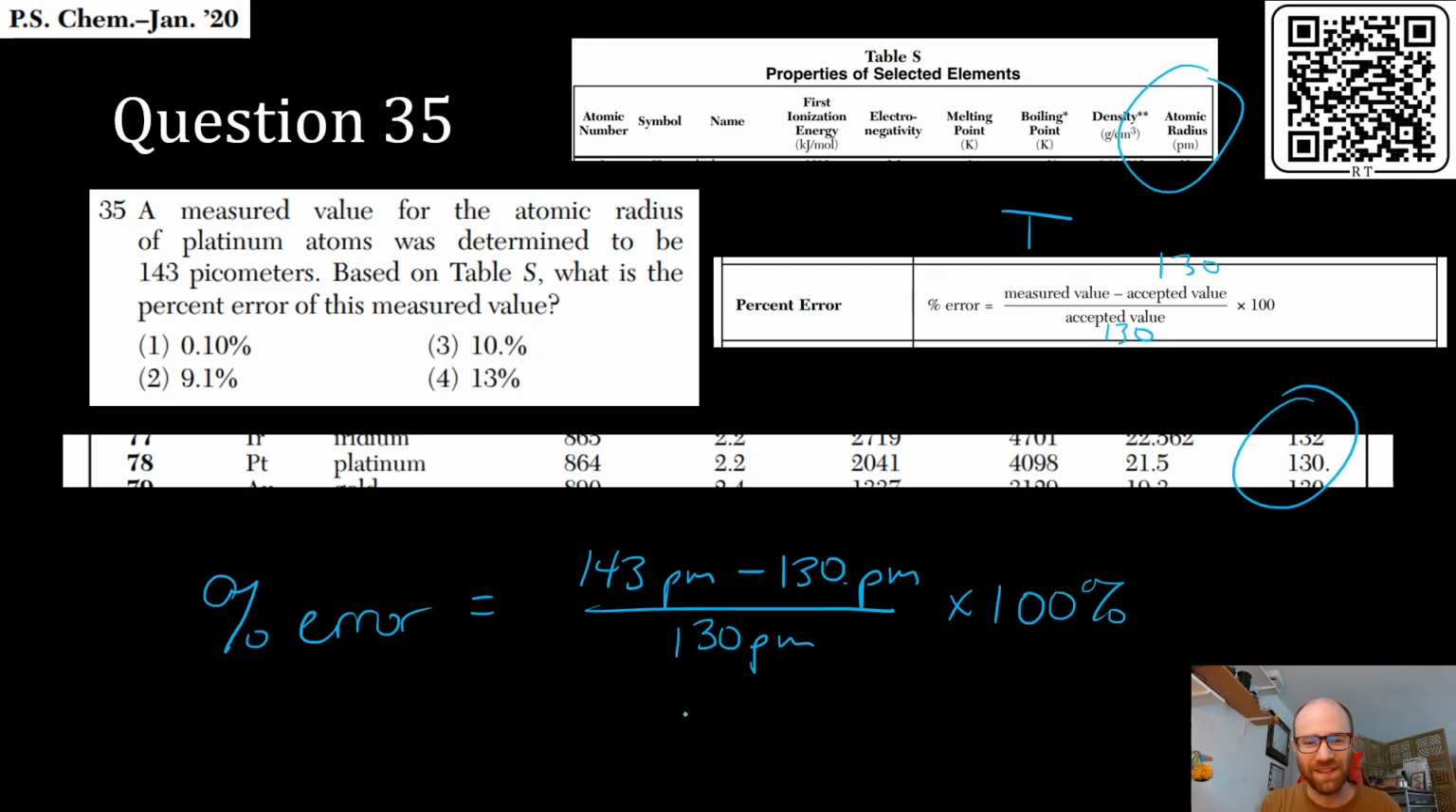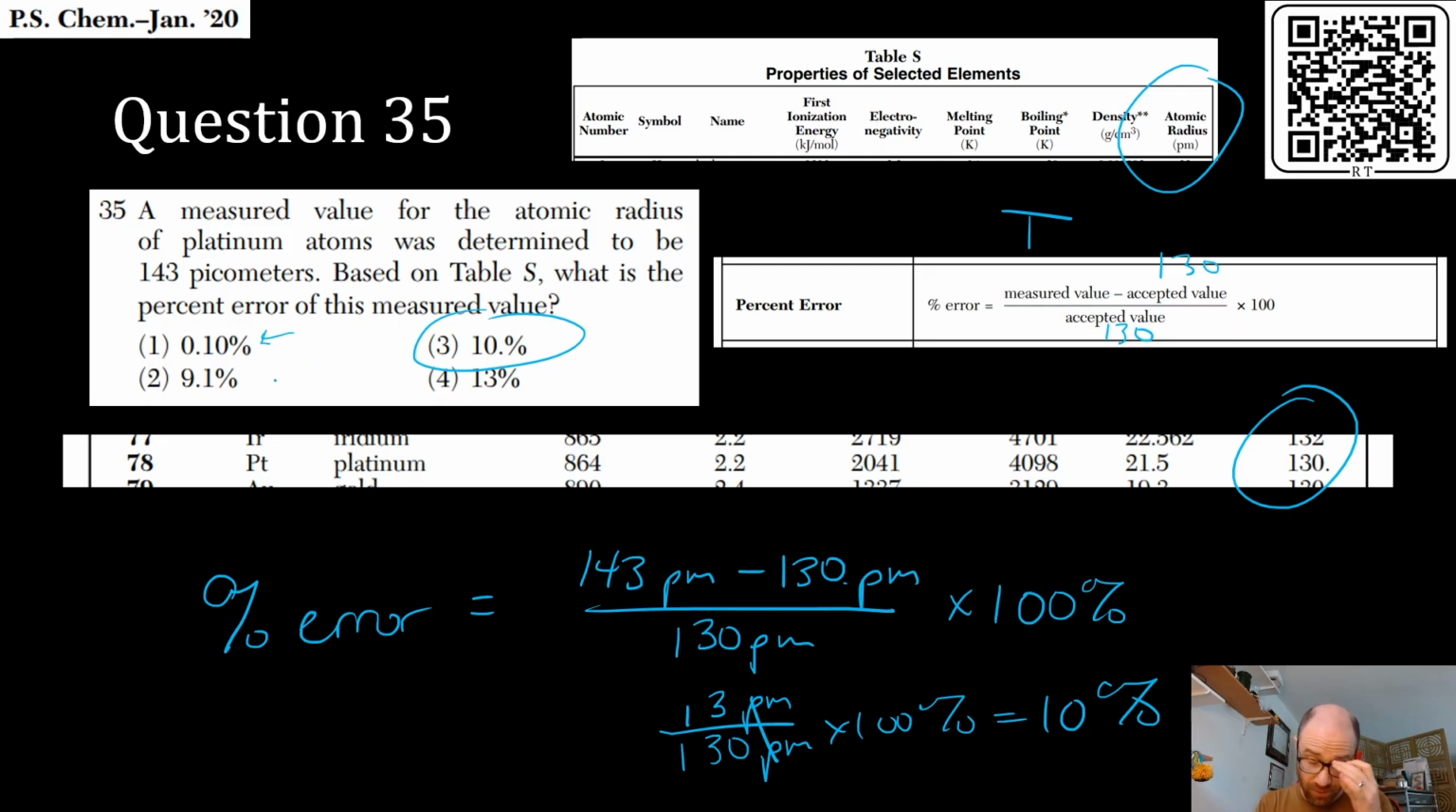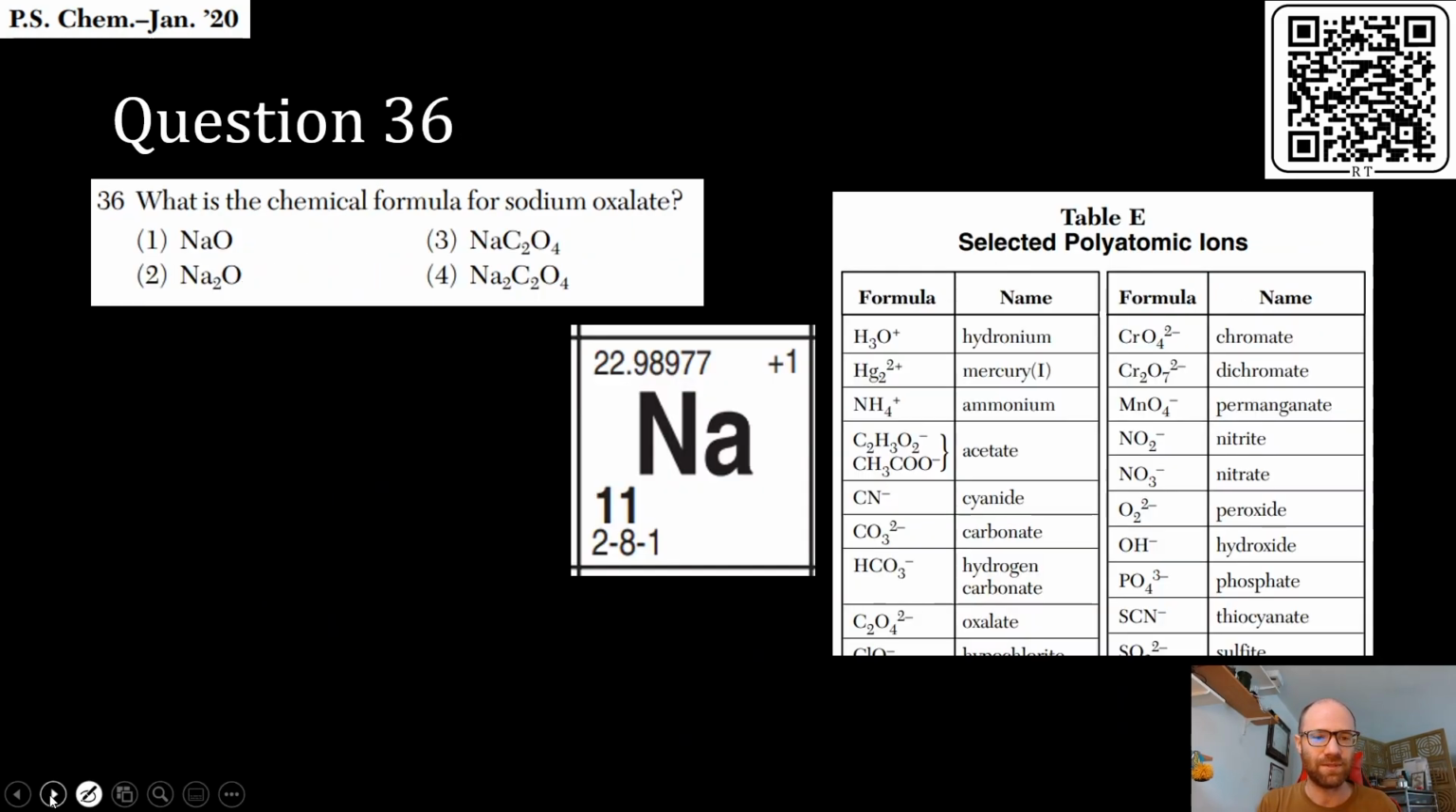But if we simplify this, we get 13 picometers over 130 picometers times 100%, and that does come out to be 10%. The picometers cancel. Percent error doesn't have a unit other than the percentage, but our answer here is going to be 10%. Be careful of this one. The 0.1 is what you get when you don't multiply by 100, so don't forget that is a step, and it is shown right there in your reference tables.